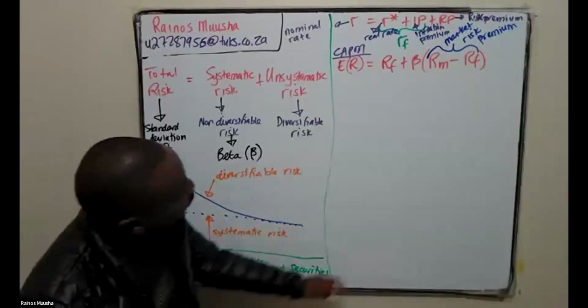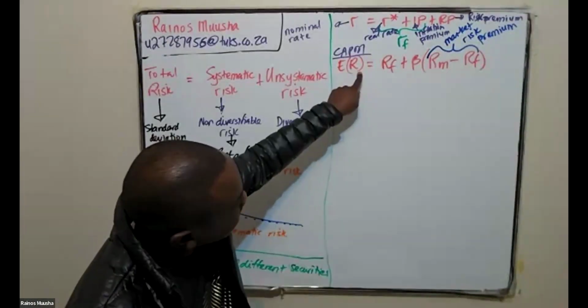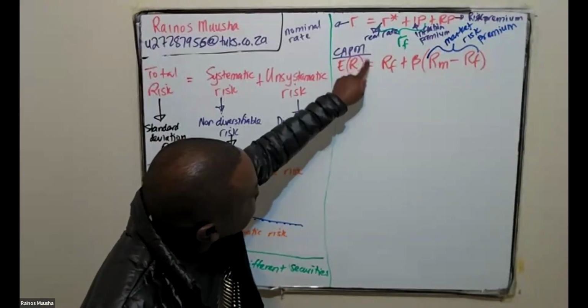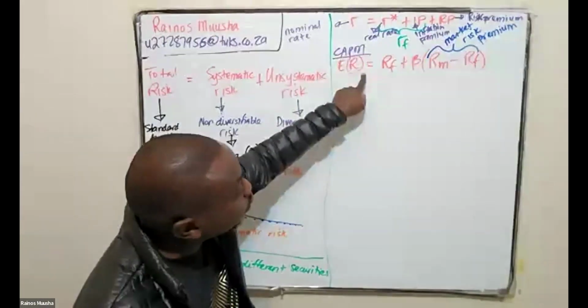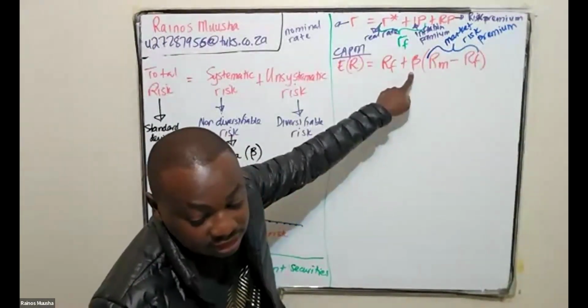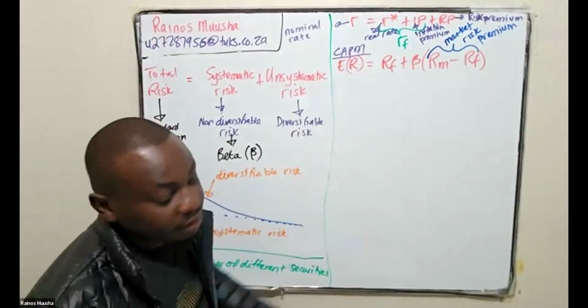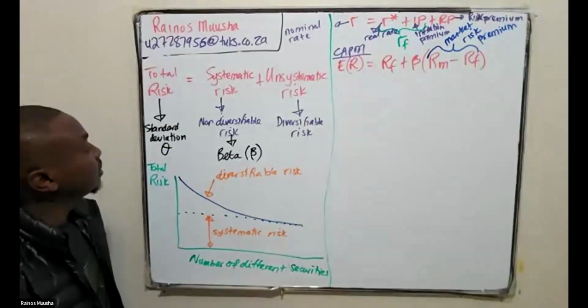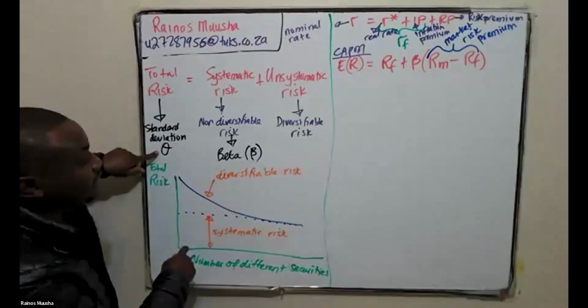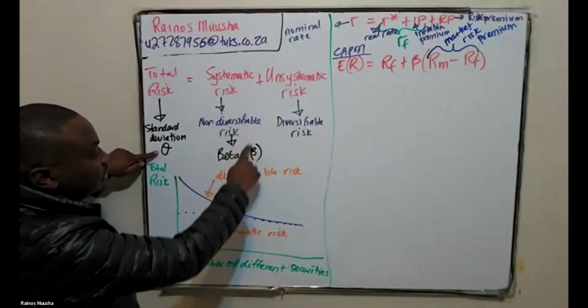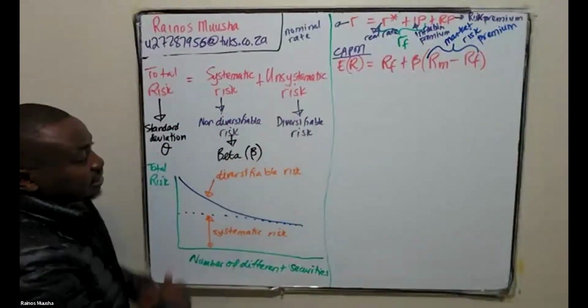When you look at the capital asset pricing model, in determining this expected return, the risk factor that is going to be taken into account is the beta. So what does that mean? Remember we said your total risk, measured by the standard deviation, is given as your systematic risk plus unsystematic risk.